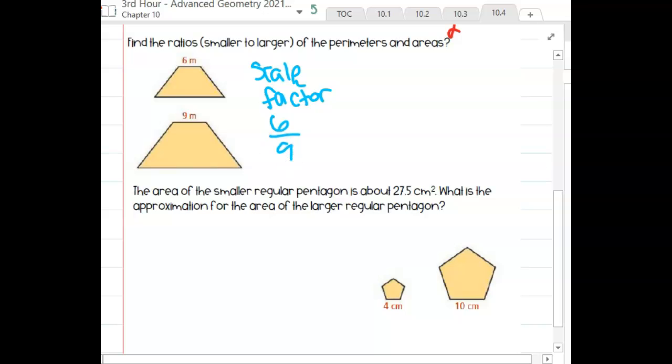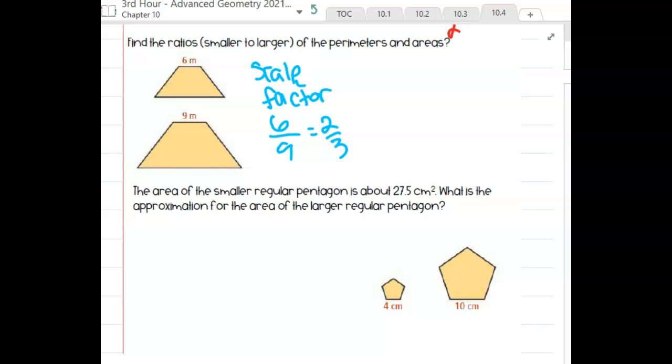Now keep in mind that they have to be corresponding sides, so notice they're both the tops of the trapezoids to correspond. Now, big thing today, this is going to be the biggest thing today, you definitely want to make sure you reduce. You don't want to leave this as 6 over 9. If I divide each of these by 3, we would get 2/3. So the scale factor is 2 to 3.